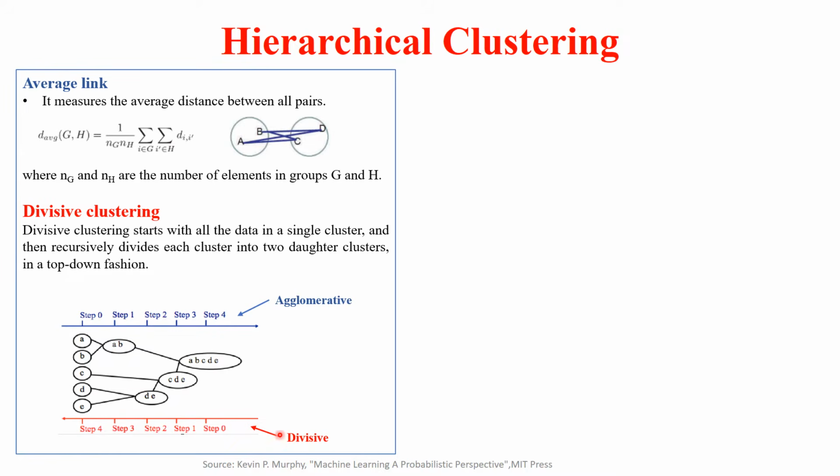Whereas in divisive clustering, step 0 starts from here, which means we start from a single cluster. So it steps down, CDE forms a separate cluster, and then in the successive steps they keep dividing, and finally they end up with each and every data point as a single cluster.